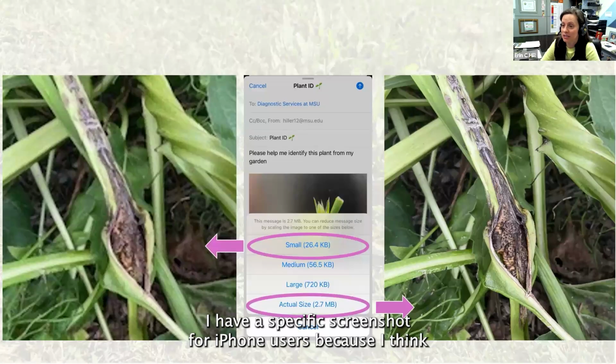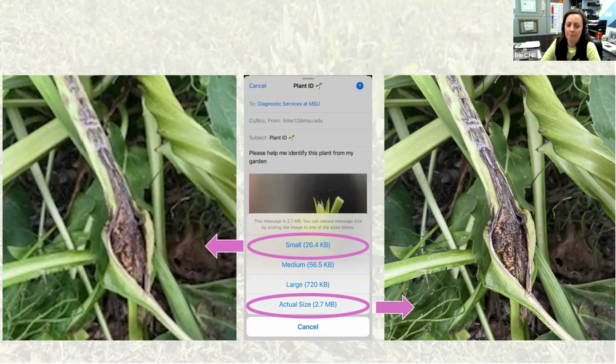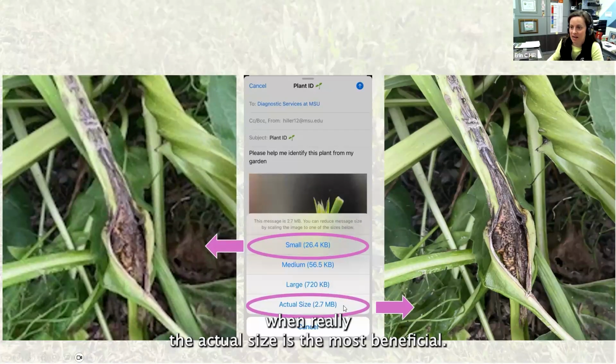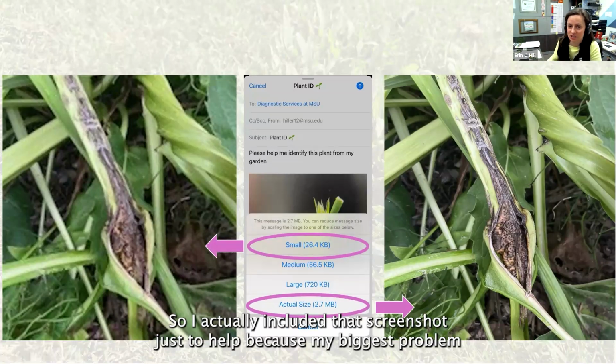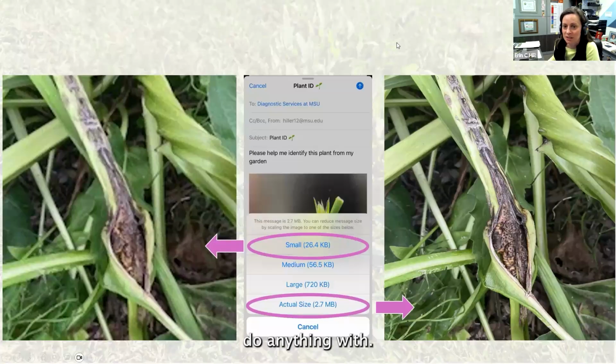I have a specific screenshot for iPhone users because I think the Android users don't get an option of how to send the picture. But on the iPhone, it will give you a choice. And so people want to use less space or whatever. They pick the small one when really the actual size is the most beneficial. So I actually included that screenshot just to help because my biggest problem seemed to be iPhone users sending me these little thumbnails that I can't do anything with.